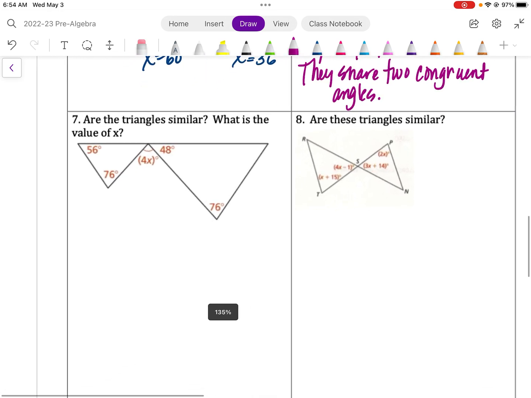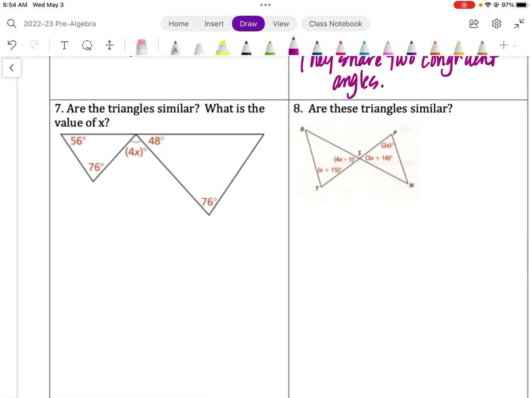Okay, I'm going to keep going. I know this is kind of a long lesson, but I want to make sure we get to these last two really quick. Number 7: are these triangles similar? Yes or no? And what is the value of x? Remember, I actually have to do two things in this one. I have to first determine if they're similar, and then I have to find the value of x.